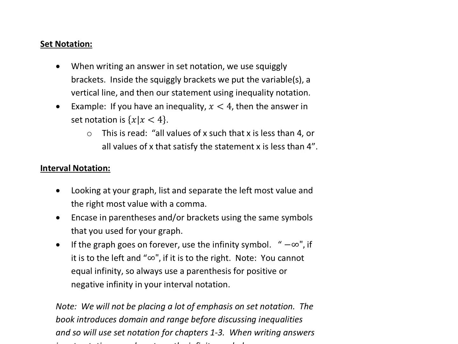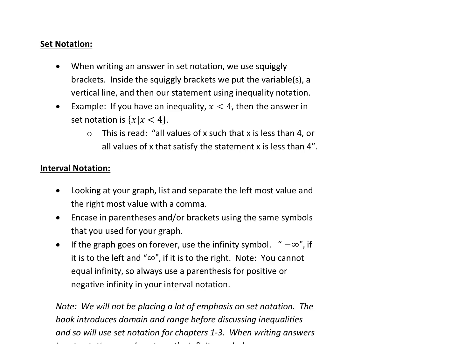The second way that we can write our solution set is using interval notation. Now, when using interval notation, it is recommended that you graph first. And we're going to basically write a shorthand number line using interval notation. So the first thing that we want is we want to list and separate the leftmost value and the rightmost value with a comma. We are going to encase these in parentheses and or brackets using the same symbols that you used for your graph.